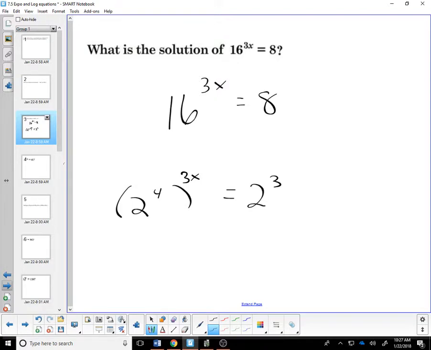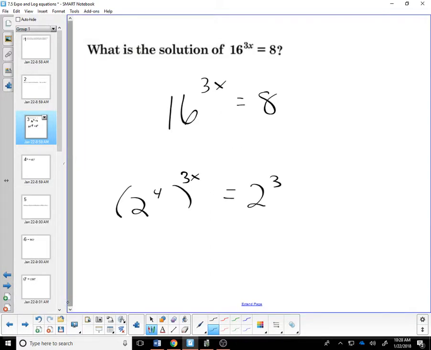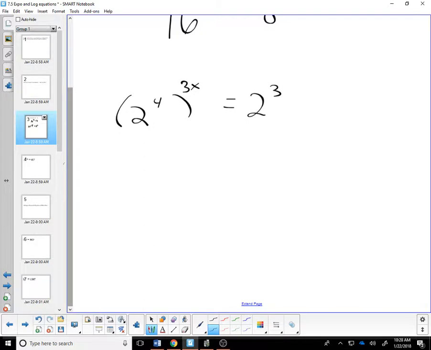Now, I'm going to clean this up a little bit because it still looks kind of weird, right? 2 to the 4th, to the 3x. I just have to use my power of a power rule. You guys remember the power of a power rule? That's saying that if I've got a power to a power, I can just multiply those two. So what's 4 times 3x? That is 12x. And that equals 2 to the 3rd.